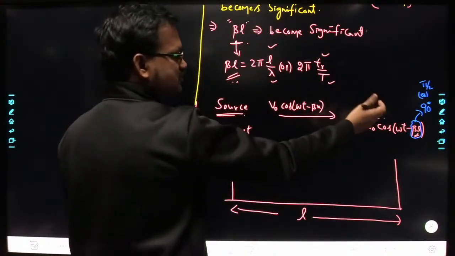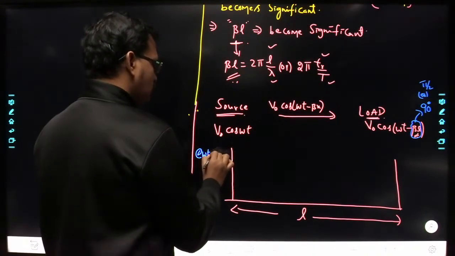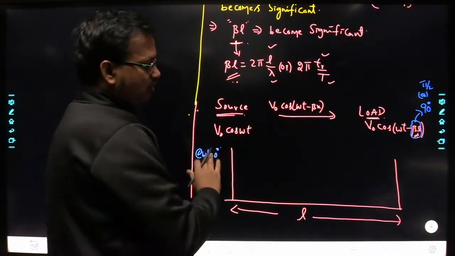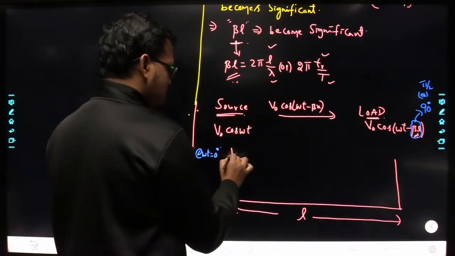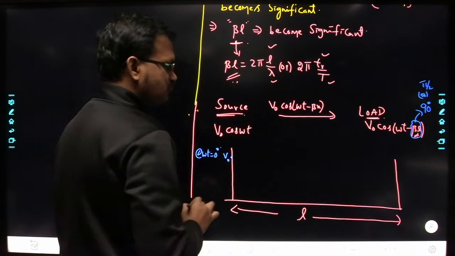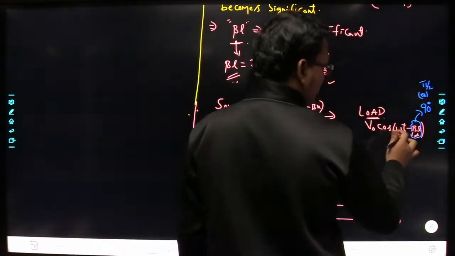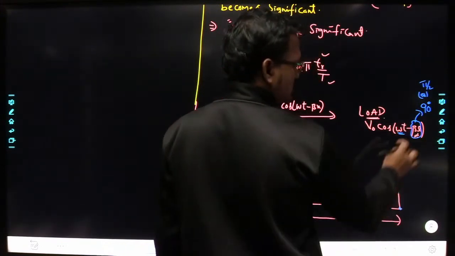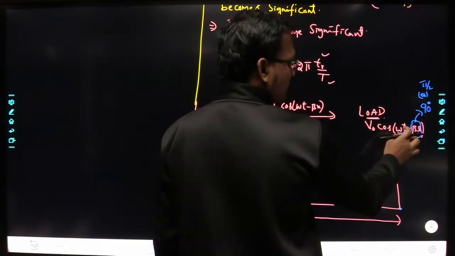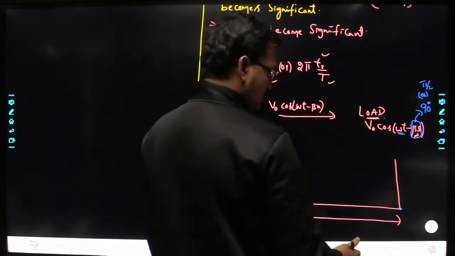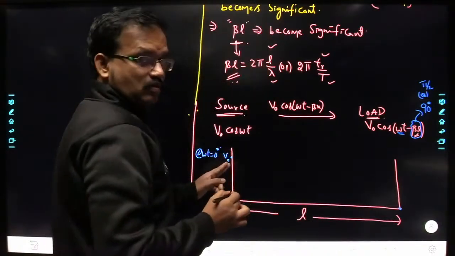So whenever beta L is equal to 90 degrees, what will happen? At omega t equal to 0, at this instant how will the voltage look along the transmission line? At omega t equal to 0, at source the voltage will be V0, and at load the voltage will become, put omega t equal to 0, 0 minus 90 degrees. So cos of minus 90 will become 0. So at load you have 0 volts. At source you have maximum voltage, that is V0.